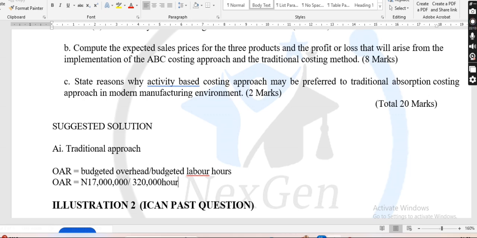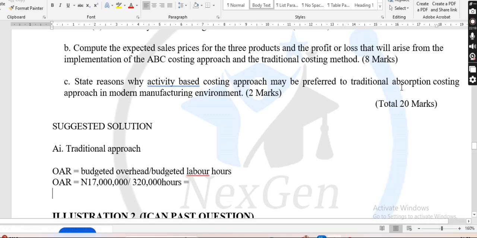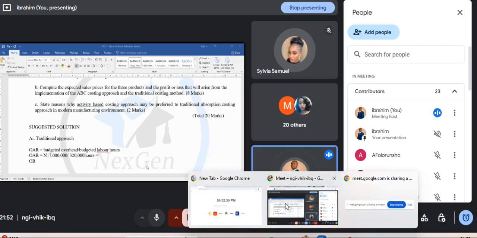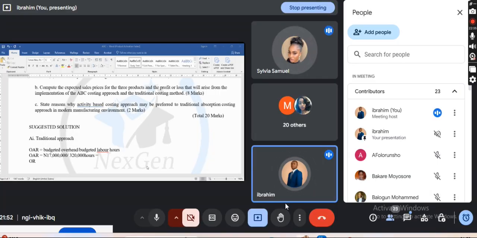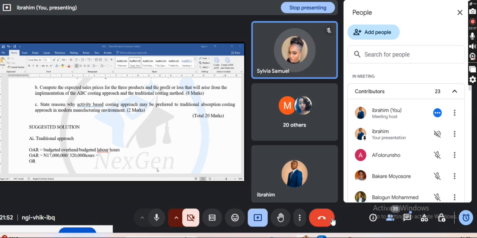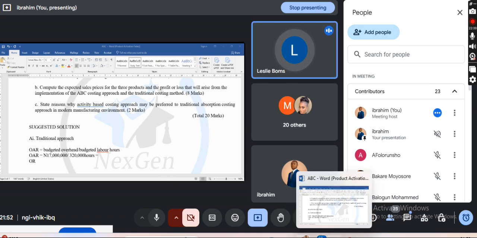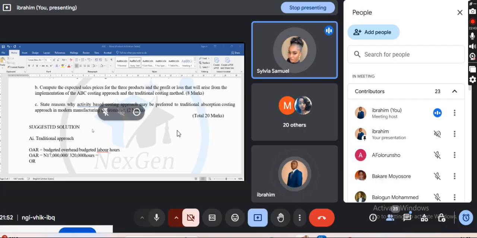Please press your calculator. What is the OAR? What is your OAR, class? It gives you 53 point something. You come to 53.125. Is this how we call the figure in performance management class? That is how we've been calling our figures, right?